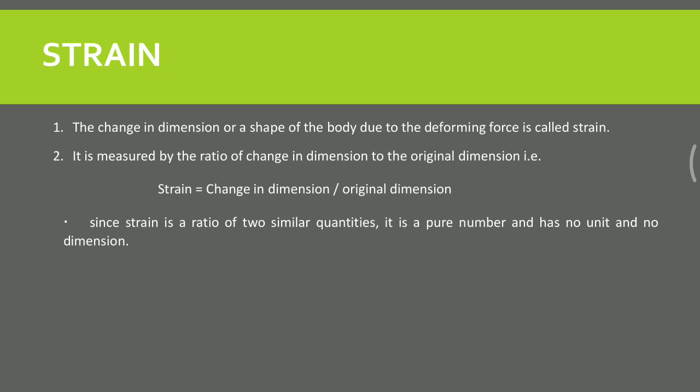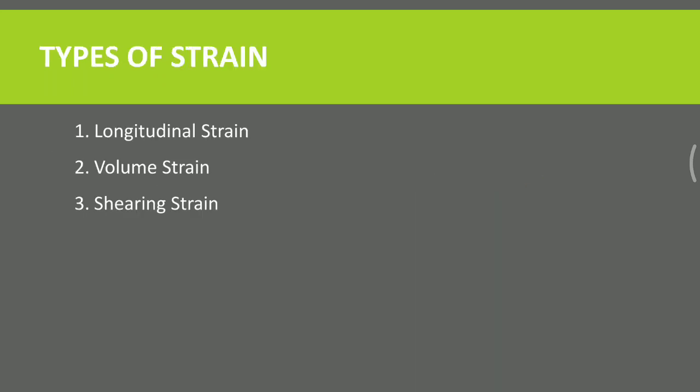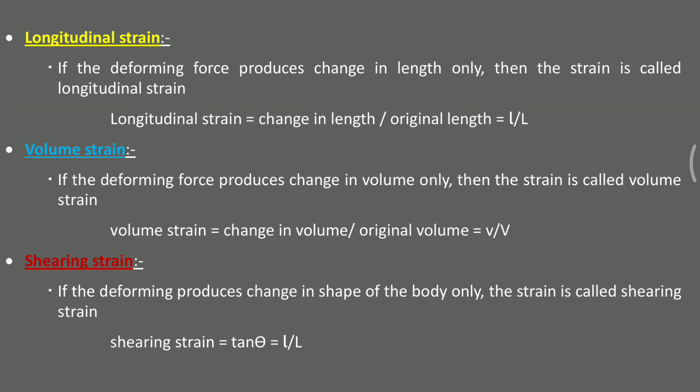Since strain is a ratio of two similar quantities, it is a pure number and has no unit and no dimensions. The different types of strain are longitudinal strain, volume strain, and shearing strain. Longitudinal strain is when the deforming force produces a change in length only. Longitudinal strain is given by change in length to the original length, that is equal to small l by capital L.